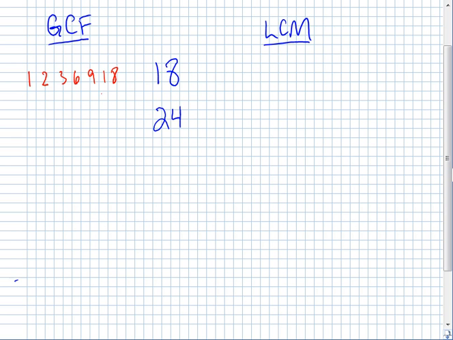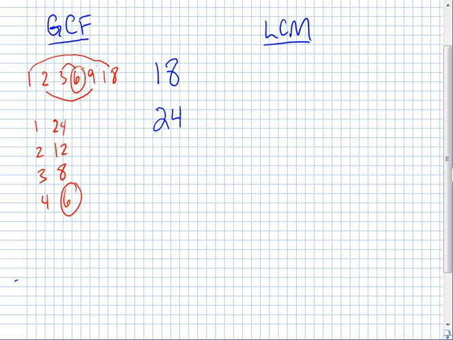In other words, 1 times 18 is 18. They go together in pairs like that. 2 times 9 is 18, and 3 times 6 is 18. For 24, you can list them in pairs as well, by the way. You could do 1 and 24, 2 and 12, 3 and 8, 4 and 6, and that's all of them. Then just go through and find the largest one common to both, and obviously it's 6.